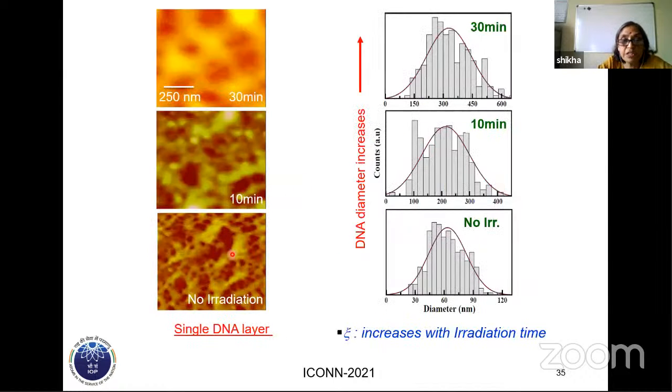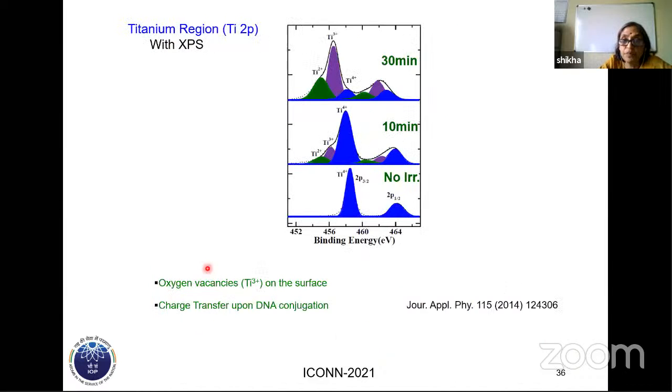Then if you notice, this is without irradiation, and this is after irradiation. The area, the circle of the DNA, the diameter of the DNA is increasing. And we are seeing this also from here. We can plot the DNA diameter, which is increasing with irradiation.